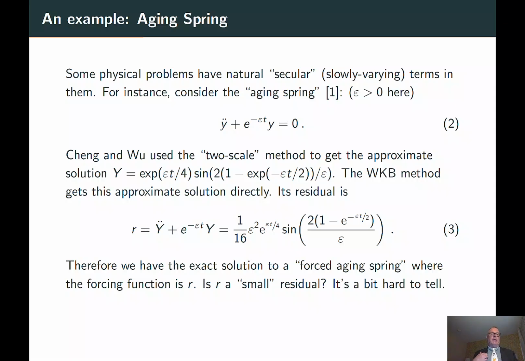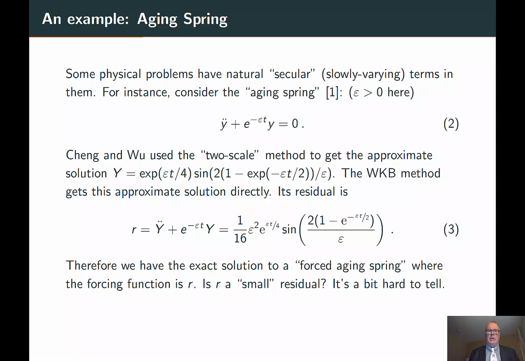So let's begin with an example. Some physical problems have a natural secular slowly varying term in them. So the aging spring, y double dot plus e to the minus epsilon t times y is equal to 0. So this is like a harmonic oscillator, except that the frequency is varying with time. And we see that it's decaying with time as epsilon is bigger than 0. So as time goes on, the spring gets weaker and weaker and weaker.